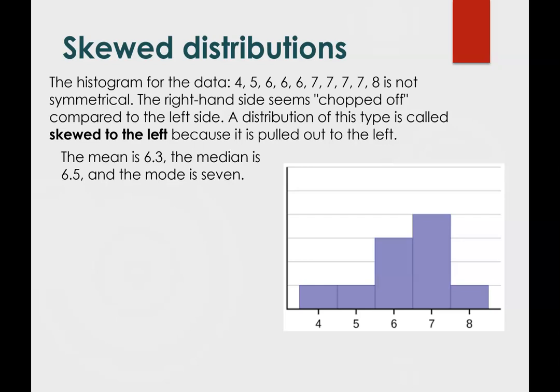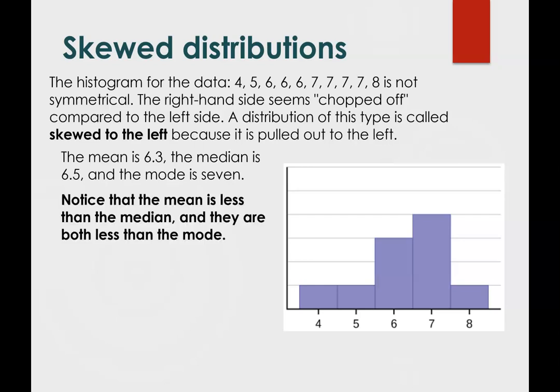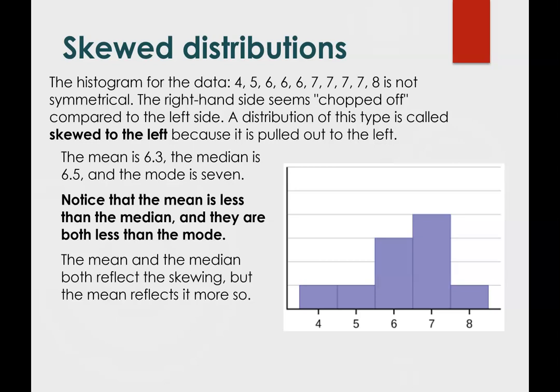And the mean is 6.3, the median is 6.5, the mode is 7. The mean is less than the median and they are both less than the mode. The mean and median both reflect the skewing, but the mean reflects it more so. So when the mean is less than the median, we'll have a left skew.